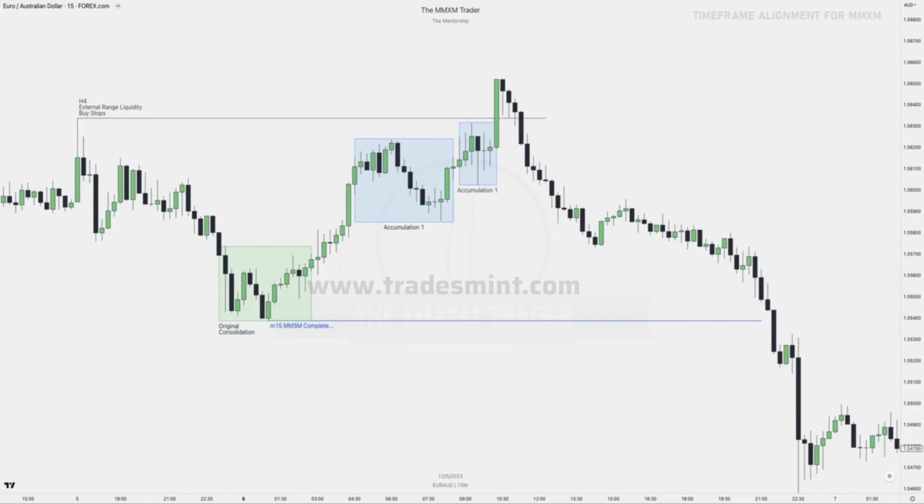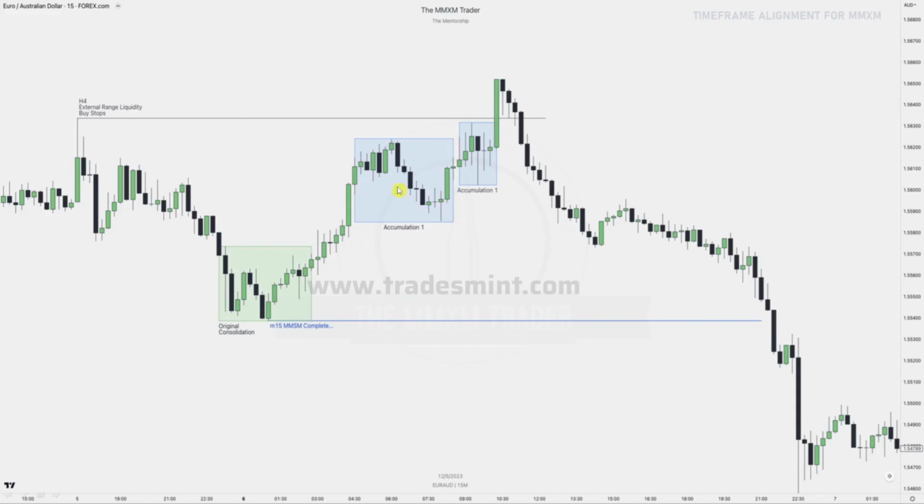Market maker buy models, market maker sell models. It is all fractal. So 4-hour PD array above an old high, external range liquidity. Original consolidation down here, leaving some low resistance liquidity, right? So we know sell stops are resting below here, and that drawn liquidity was way lower, right? The daily or that 4-hour fair value gap in discount.